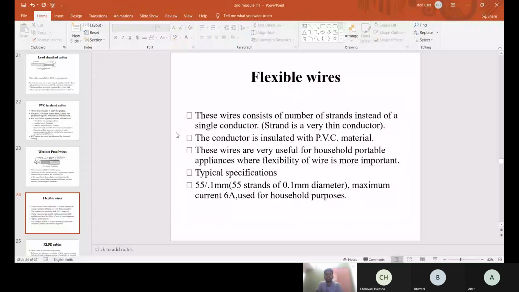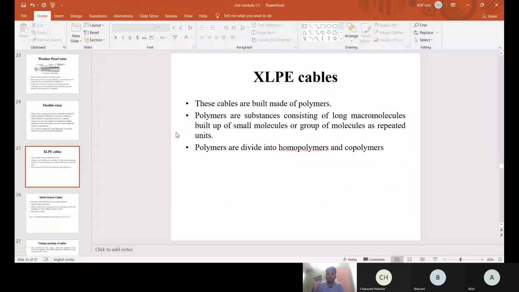The next thing is XLP cables. This is also a different type of cable built from polymers. Polymers are substances consisting of long macromolecules built up of small molecules or groups of molecules as repeated units. That is, different types of macromolecules and small molecules are placed in different units, and by mixing all these units, they are used as a polymer.